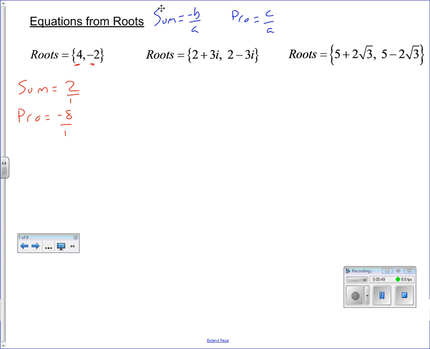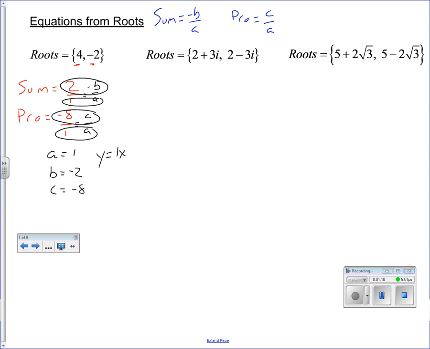So the sum is equal to negative b over a, and the product is equal to c over a. So clearly, I see that a equals 1. And b, well, if negative b is 2, then b is negative 2, and c is negative 8. That means my quadratic is y equals 1x squared, because it's ax squared, minus 2x for bx, minus 8 for c.